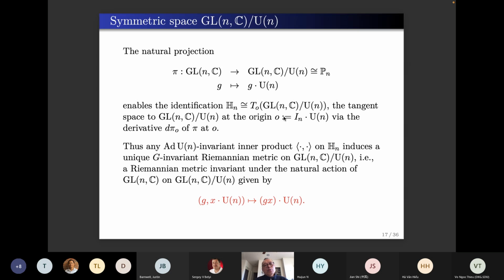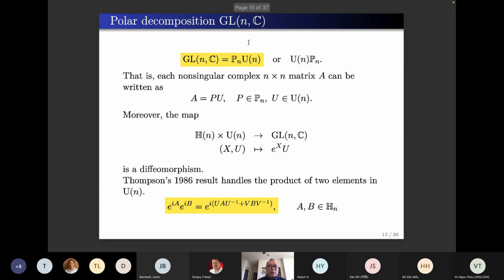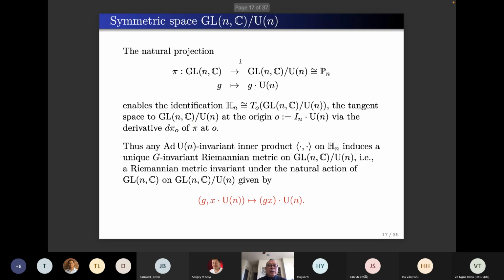All right, let's move on to another topic, the symmetric space. We have a quotient space here. Why do we mention the quotient space? Because of the polar decomposition: GL is P times U. If you mod the left side by U_N, you expect to get P_N. So you have a projection, the natural projection, and you can identify P_N with this quotient space.